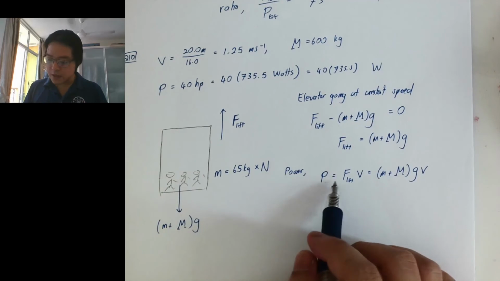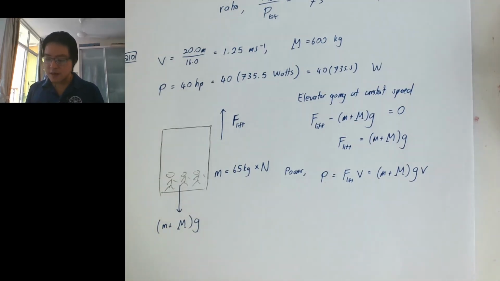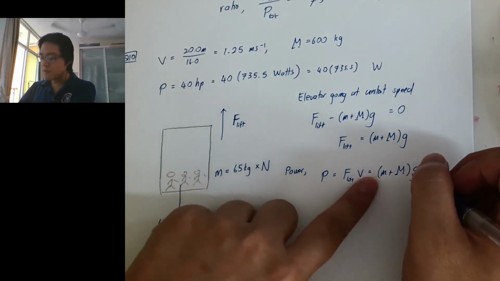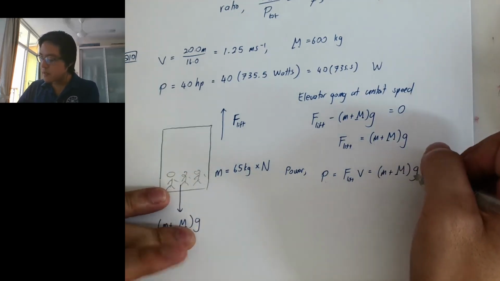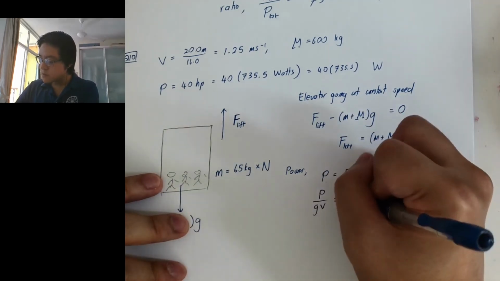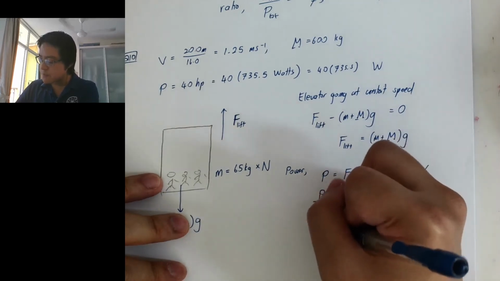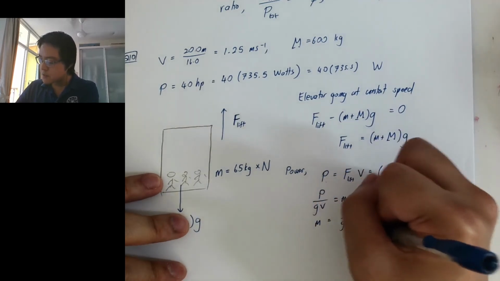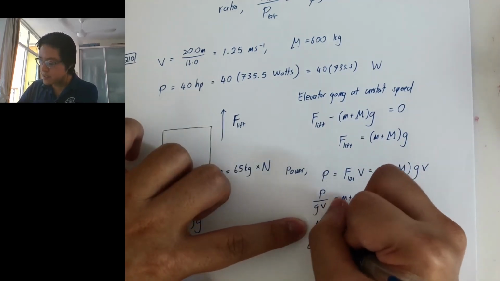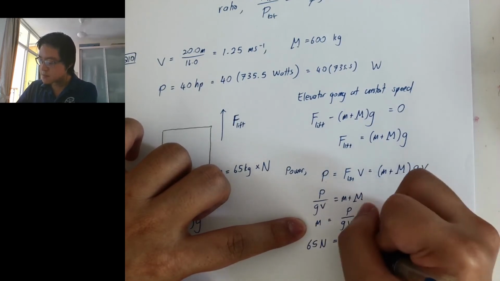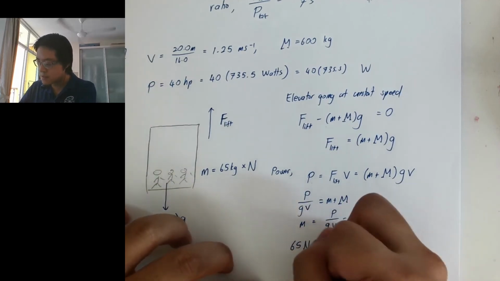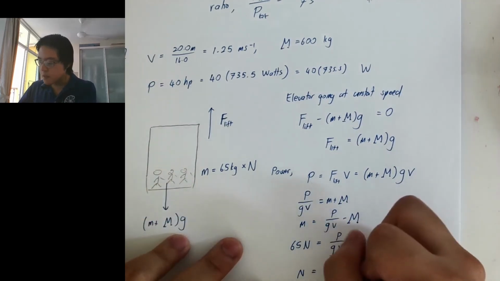But now we got this, and then we just need to determine the m. So that's pretty straightforward. I want to solve for m. So from here I have P over GB is equals to small m plus big M. So therefore small m is equals to P over GB minus capital M. And m is 65 kg times the amount of passengers. So the numbers are all here already, and once we calculated everything, we get about 28 people.